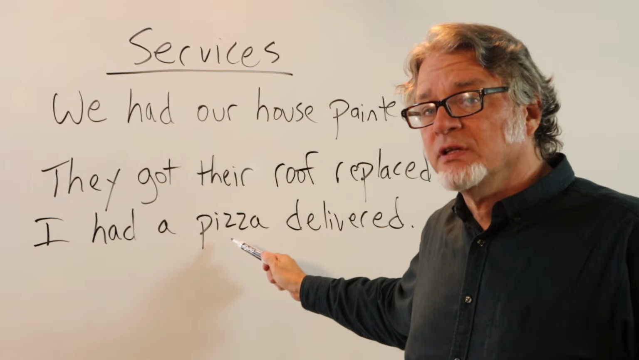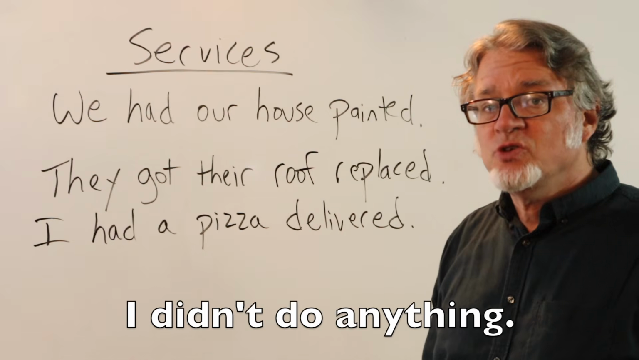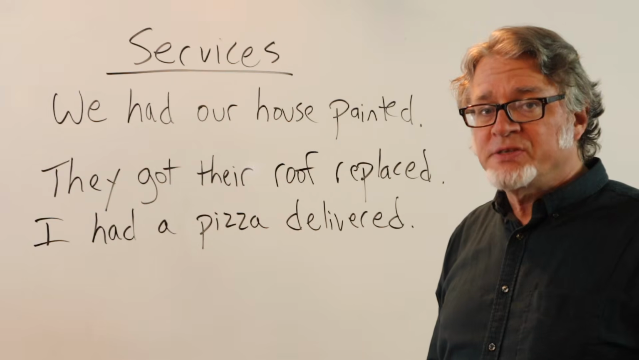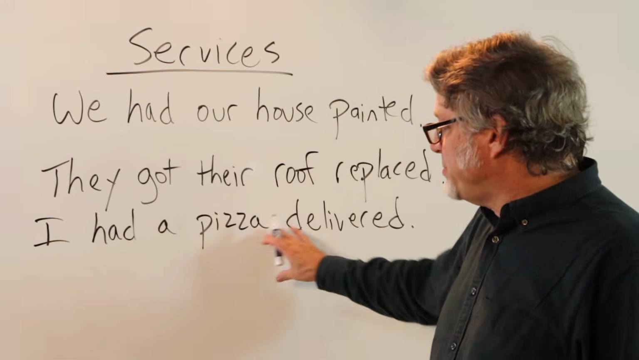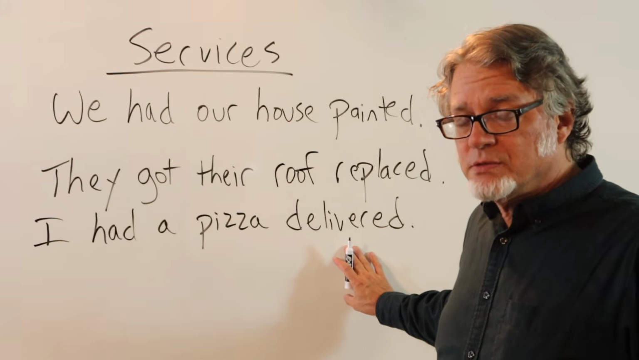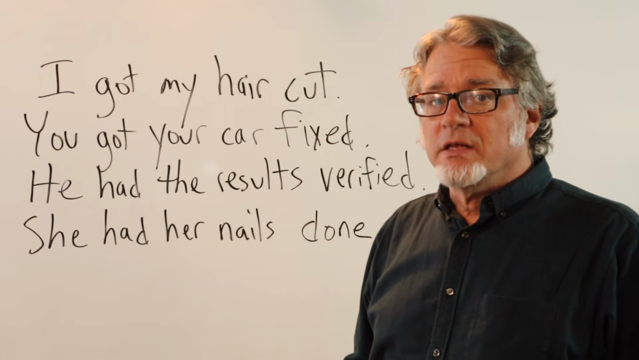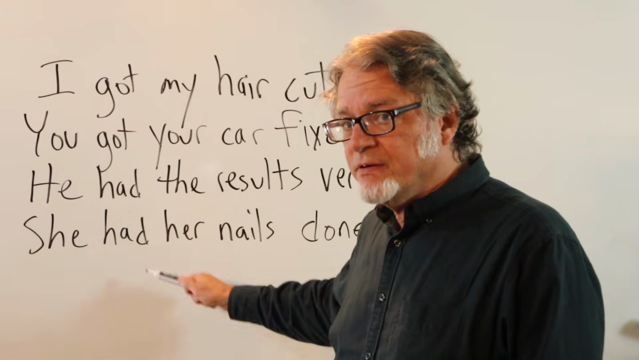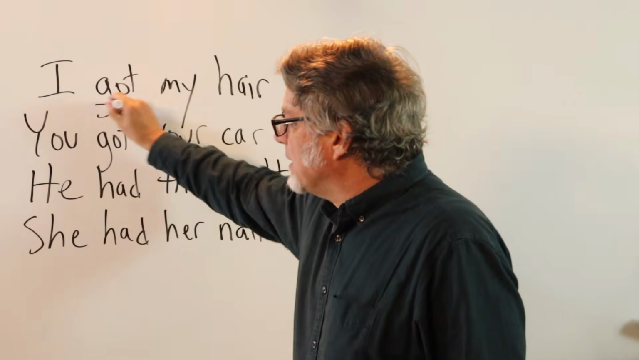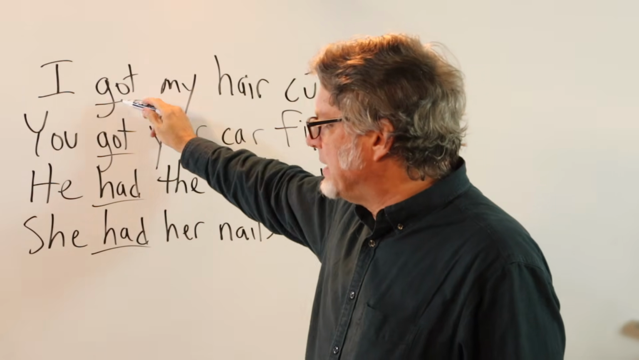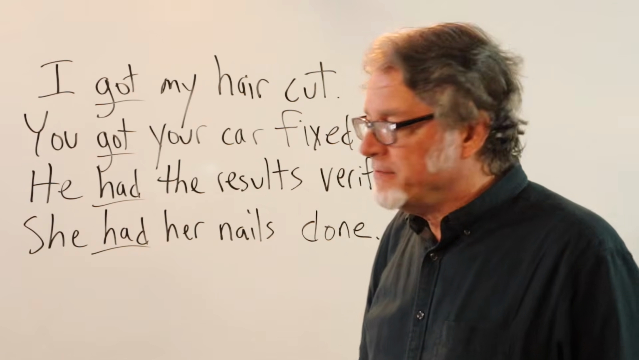I had a pizza delivered. I didn't do anything. I stayed at home and waited for the pizza to arrive. I had a pizza delivered. Someone delivered it to my house. All of these sentences are in the past tense. And then here's the causative verb, got and had. This is the verb get, and then here's the verb have.